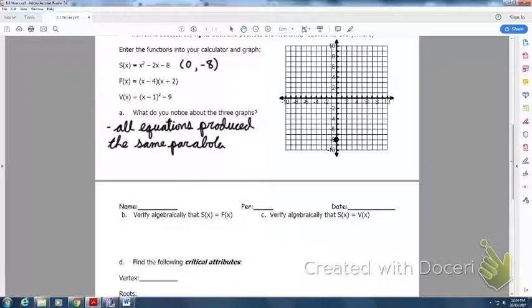Okay, next you have the factored form. Jake, what does the factored form give us? 4, 0, and negative 2, 0. Okay, and what are those called? Roots.